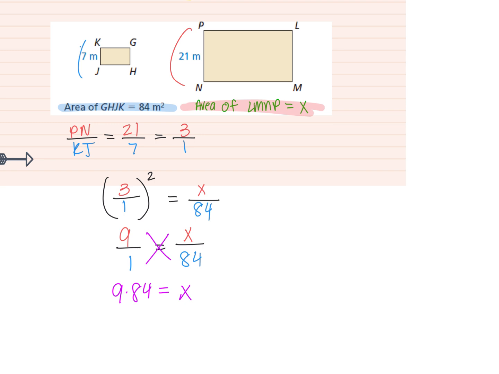Someone asked me, are we going to get a calculator? No. How do you multiply 9 times 84? Just write it out. 84 times 9. 9 times 4 is 36. 9 times 8 is 72, and then add 3. 75. So I just solved it. My answer is going to be 756 meters squared. Please don't forget your units. Equals X, and I found my answer. Please do not forget, your area has to be in a ratio. Any questions on this? Okay.